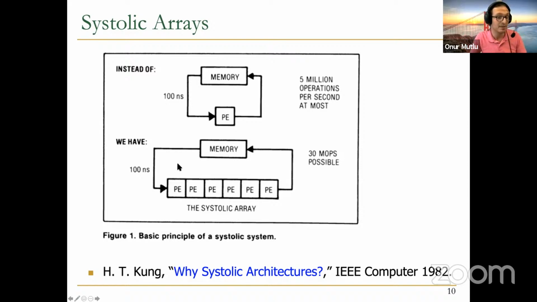Basically, this processing element may be back connected to this processing element also. So we will also see the differences from pipelining soon. So basically, this is inspired by actually human architecture, let's say. Essentially, memory can be thought of as the heart.